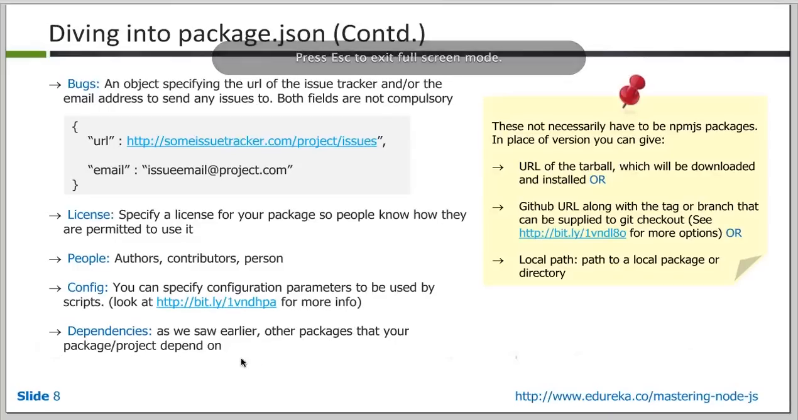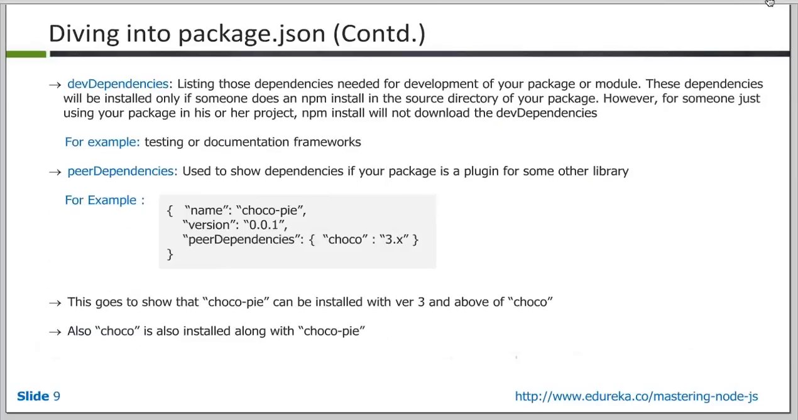Next, we have also seen the dependencies and dev dependencies. We're going to deal with them a bit more. These do not necessarily have to be NPM packages. In place of your version, you can give the URL of a tarball which can be downloaded and installed. You can do that as well. A GitHub URL along with the tag or branch can be supplied to Git checkout. A local path points to a local repository. We're going to deal with this when we write our own modules a bit later.